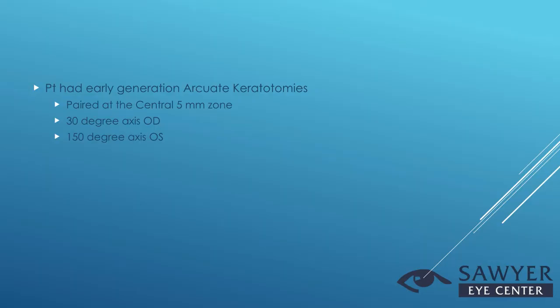She had had early generation AKs. Instead of making them out near the limbus where we do nowadays, at first they used to make them at the 5 mm zone. So she had AKs at the 5 mm zone of her corneas. They were centered on the 30-degree axis in the right eye and the 150 axis in the left eye.